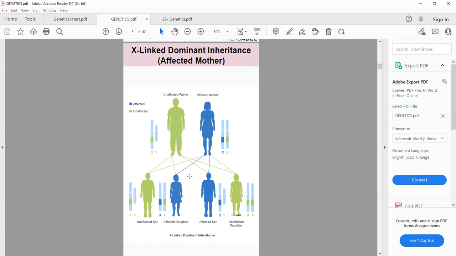Now let's see what the daughters will get. The daughters will get a normal X chromosome from the father. And now there is a 50% possibility that she will get the abnormal X chromosome from the mother or a normal X chromosome from the mother. So one daughter will be affected and one will be unaffected. The one who gets this defective chromosome will have the disease, because we are talking about an X-linked dominant inheritance, and there is no carrier state in X-linked dominant inheritance. Only one defective chromosome can cause the disease.